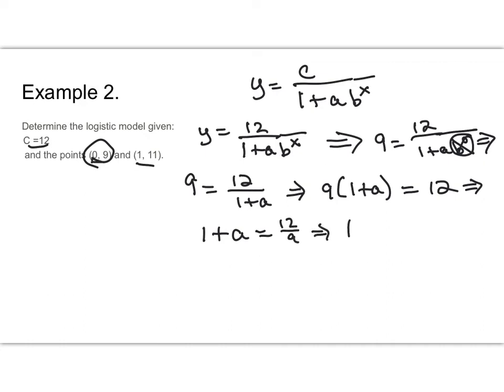So that means that 1 plus a equals 4/3. And then subtract 1 from both sides. A is equal to 1/3. Subtract the 1. Okay. Now I can go ahead and use my second point and plug that in for x and y.